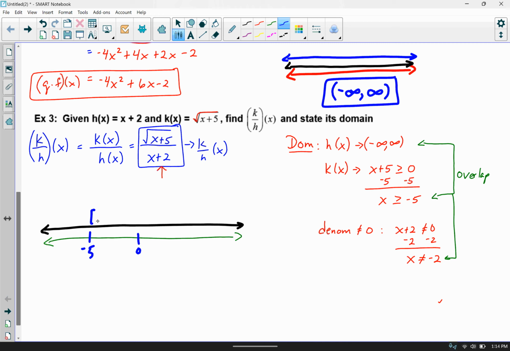Bracket at that negative 5. That inequality sign is pointing to the right, so I'm shading to the right. And that makes sense there. That would be all of the numbers greater than or equal to negative 5.